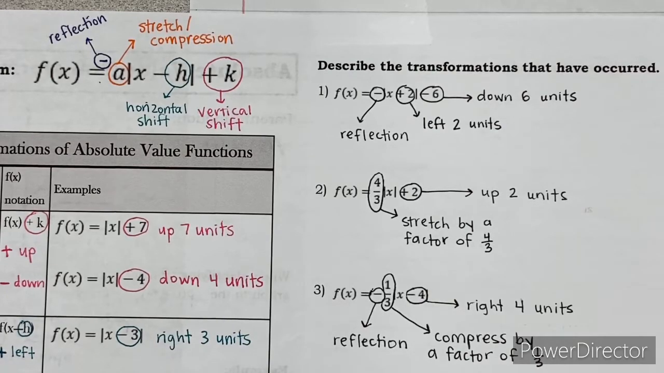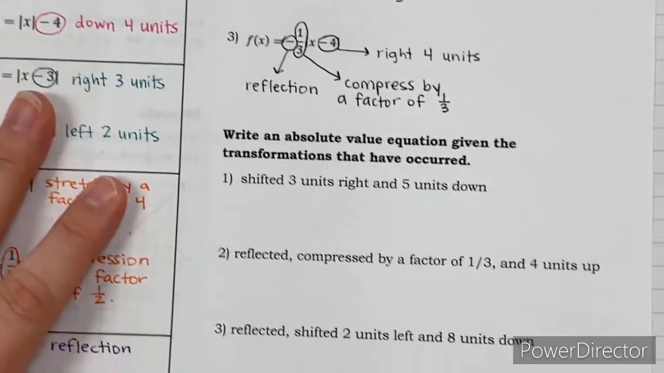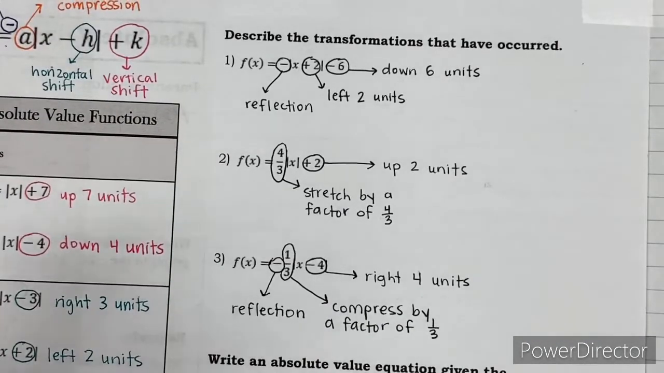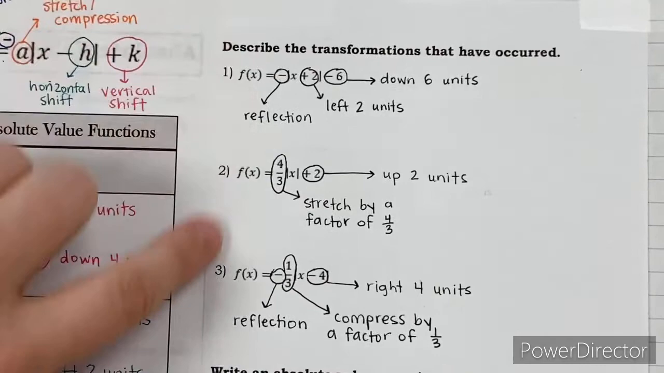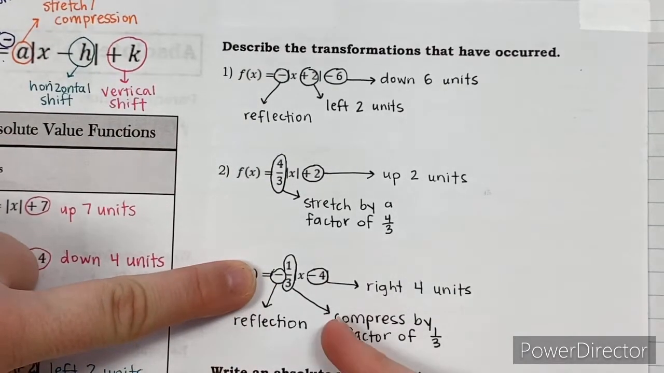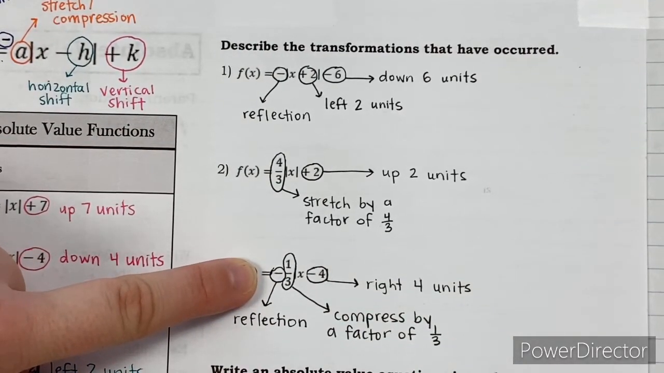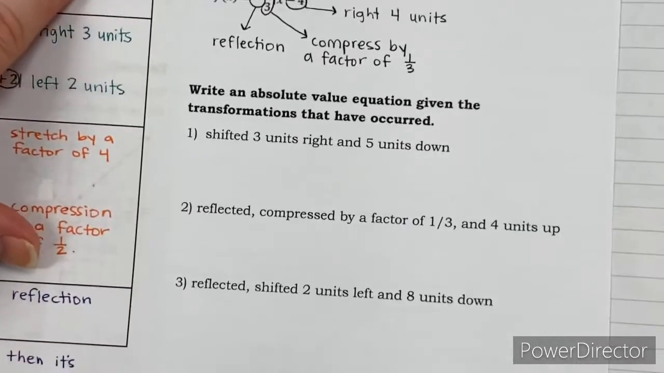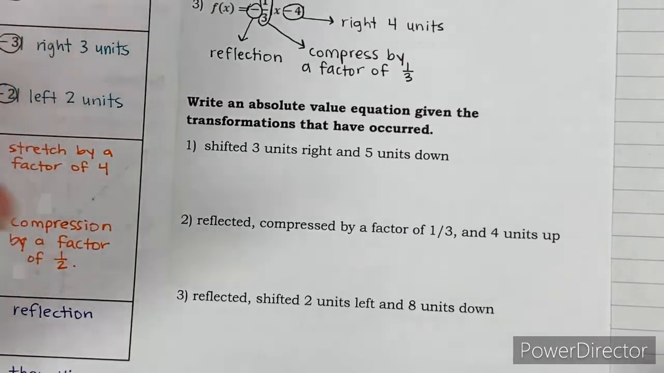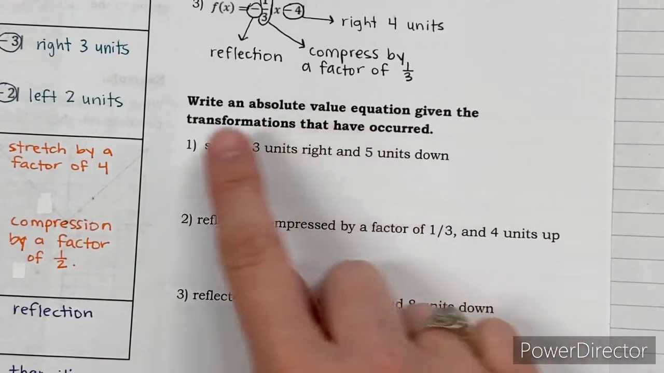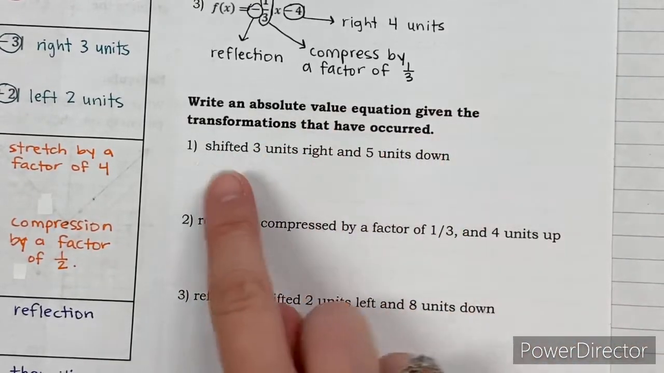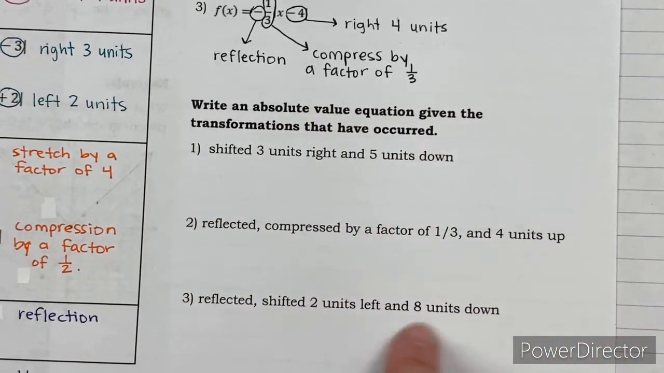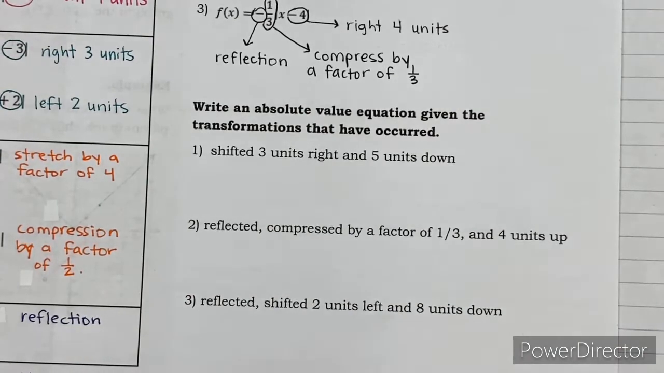Okay? What we're going to do now is talk about going backwards. So here's what I mean. In these first 3, we were given the equation and we had to describe what transformations happened. Down here, we're doing the opposite of that. So it says write an absolute value equation given the transformations that have occurred. So this time we are given the stuff that we would normally write, and we're asked to come up with the equation instead.